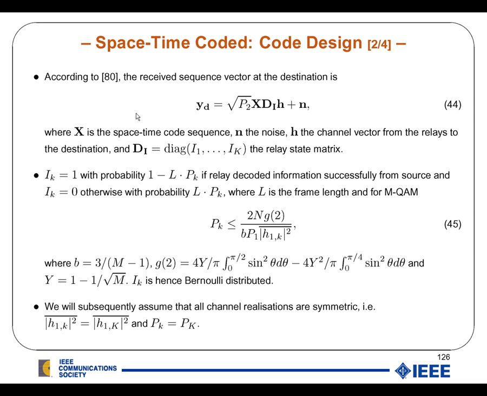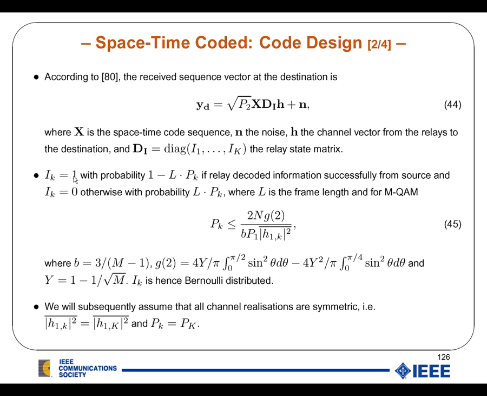Now, following paper 80, we know that at the destination we receive that vector here, where P2 is the power transmitted at the relay terminals, X is a space-time code sequence which the distributed terminals generate, D_i is a diagonal matrix which reflects the relay state matrix, H is a channel vector from the relays to the destination, and N is the noise. The interesting thing is we look at the entries i. This i is either 1 or 0. It is 1 if the relay terminal has received the data from the source terminal correctly.